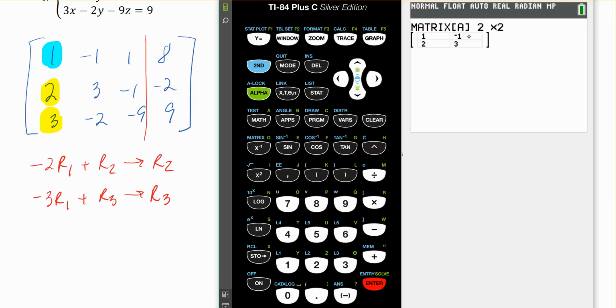Now this matrix, you can kind of see on my calculator, is a 2 by 2 matrix. And it's listed in rows and columns. So it's 2 rows by 2 columns.